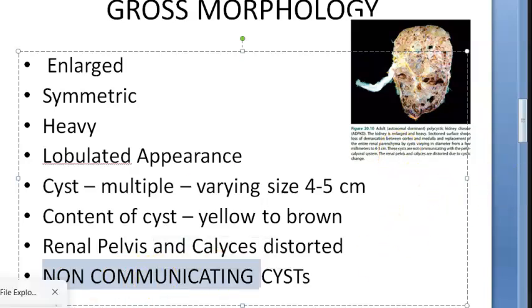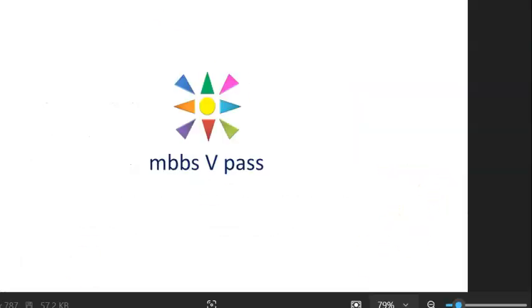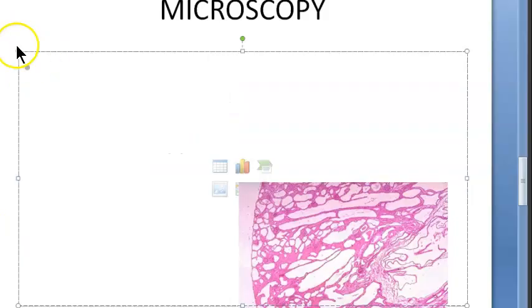Okay. Very good. So what is the next topic now? Microscopy. So microscopically also you will see cysts.